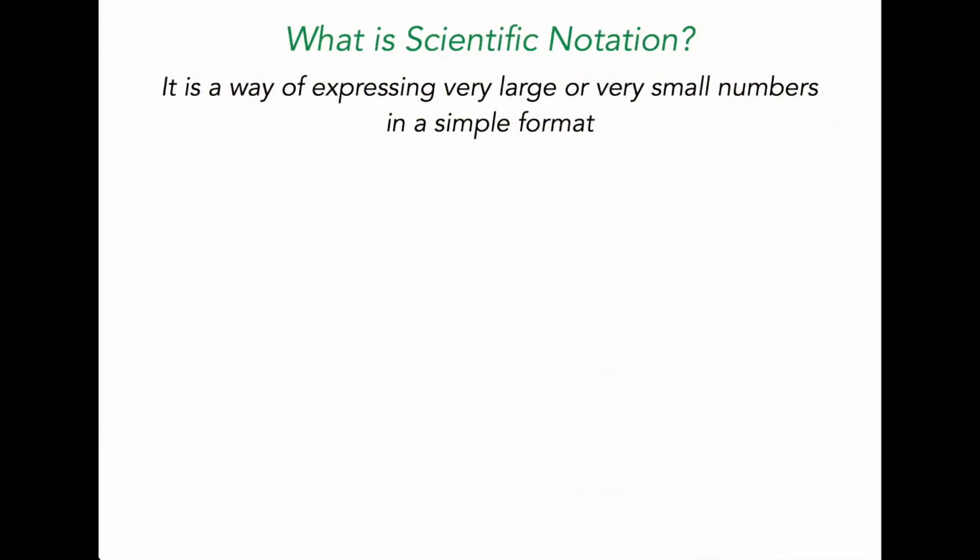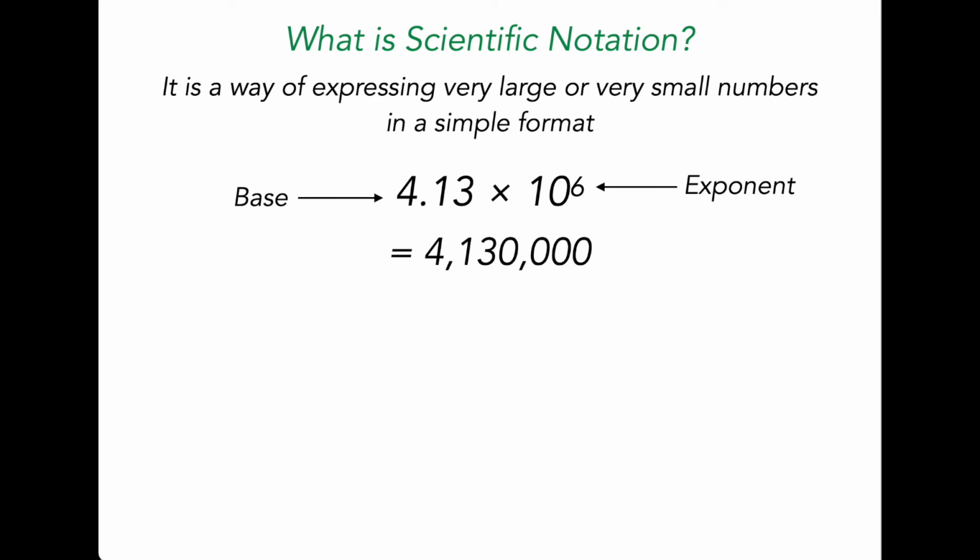Scientific notation is a way that mathematicians, engineers and scientists, among others, are able to express very large or very small numbers in a sort of shorthand. Here's an example of scientific notation. We are expressing the number 4,130,000 as 4.13 times 10 to the power of 6. 10 to the power of 6 equals 1 million. So 4.13 times 1 million is equal to the number we want to express.